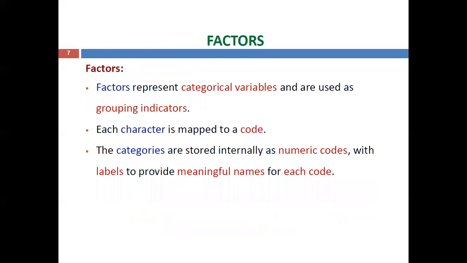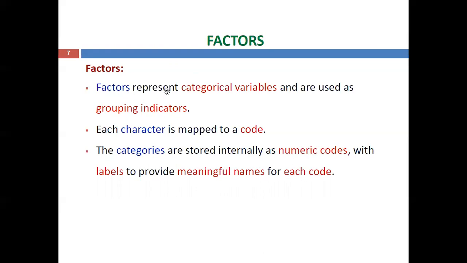Then coming to our actual concept, factors. Here factors represent categorical variables and are used as grouping indicators. So each character is mapped to a code. The categories are stored internally as numeric codes, same as the qualitative variables, with labels to provide meaningful names for each code.